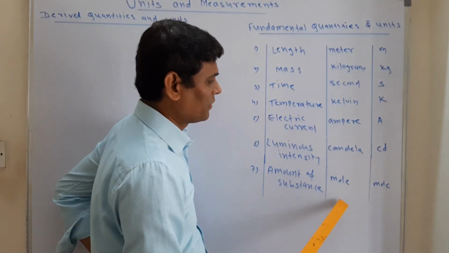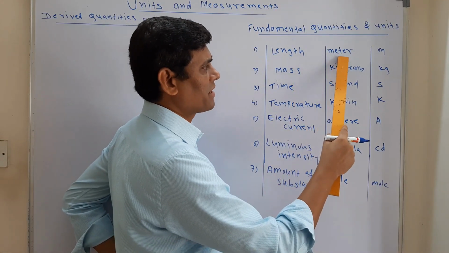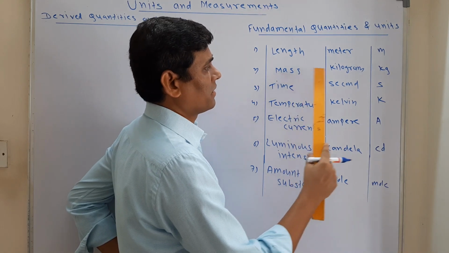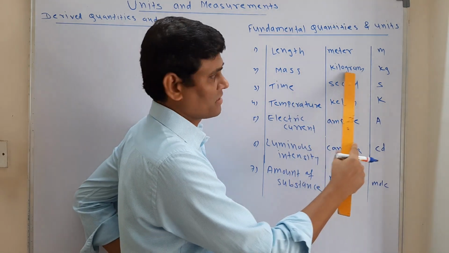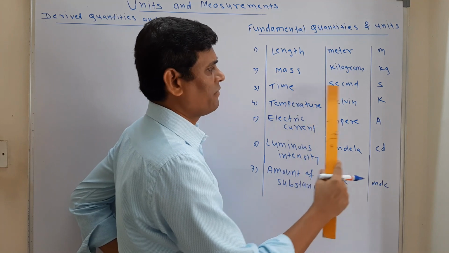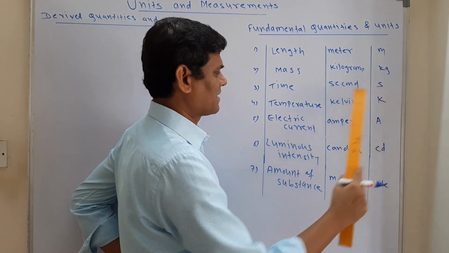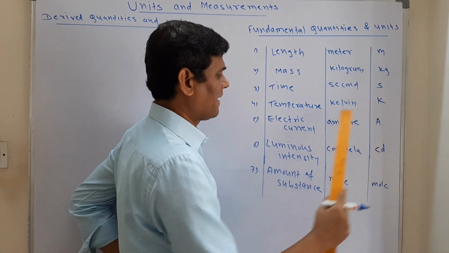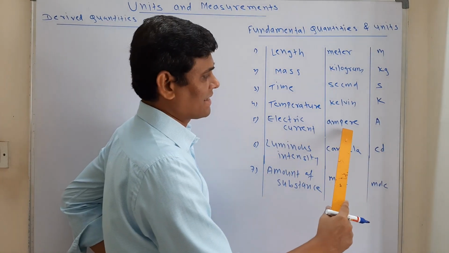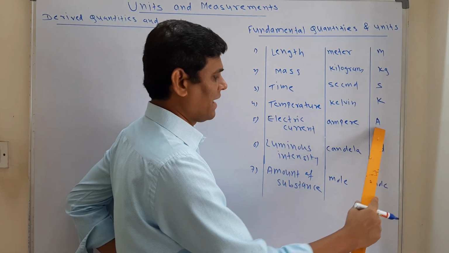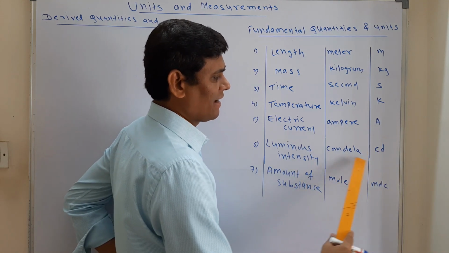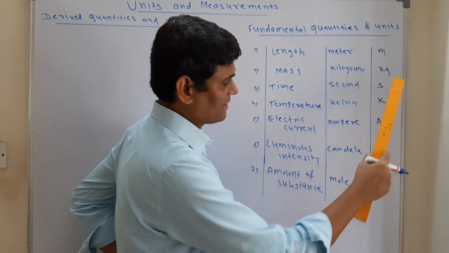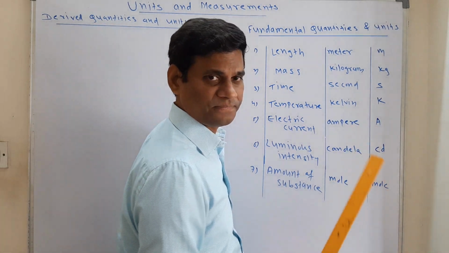These are the SI units. Unit of length is meter. Symbol we use is m. Mass SI unit is kilogram. Symbol you are using is kg. For time we have second. Symbol you are using is s. Temperature SI unit is Kelvin. Symbol is K. Electric current SI unit is ampere. Symbol we use is A. For luminous intensity, candela. Symbol is cd. Amount of substance we have mole, and the symbol also we use is mol.